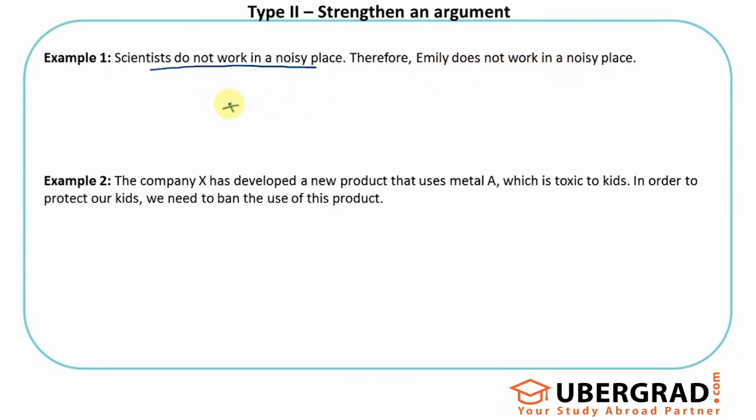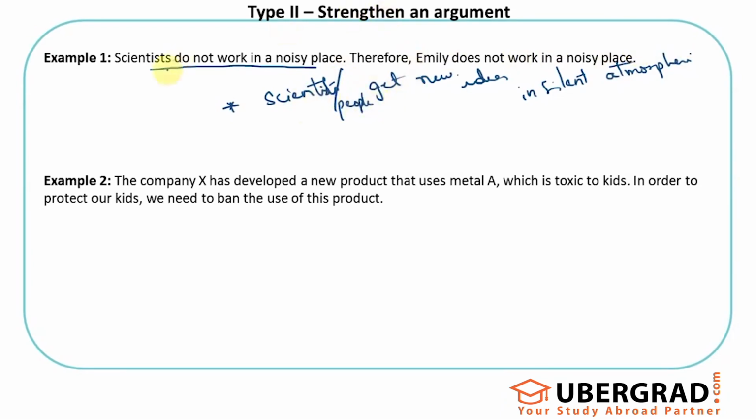So let's take a situation like this. Scientists get new ideas in silent places, a silent atmosphere. Or maybe people in general as well. Scientists are supposed to think of new ideas, new experiments, etc. So that's why they do not work in a noisy place. This statement, scientists get new ideas in a silent atmosphere, would strengthen this argument. Scientists get new ideas in a silent atmosphere compared to sitting and working in a noisy place. That's why they do not work in a noisy place and they work in a silent place.